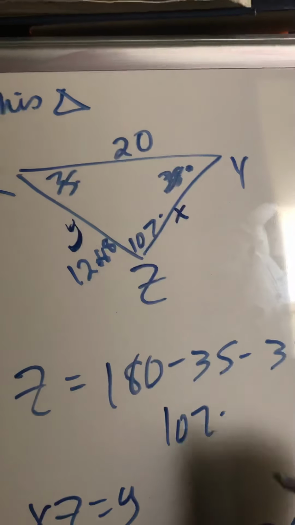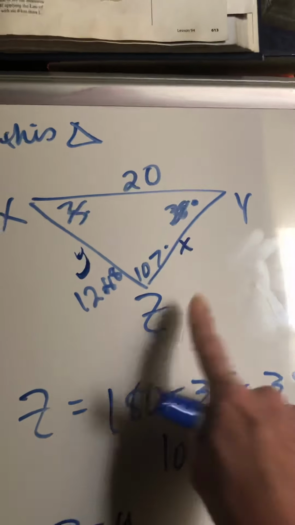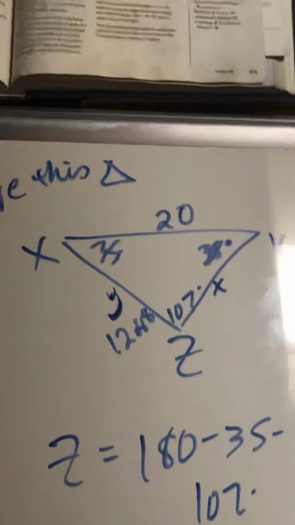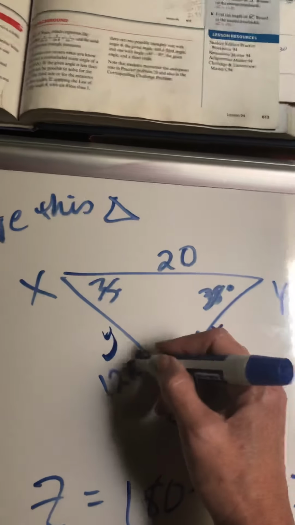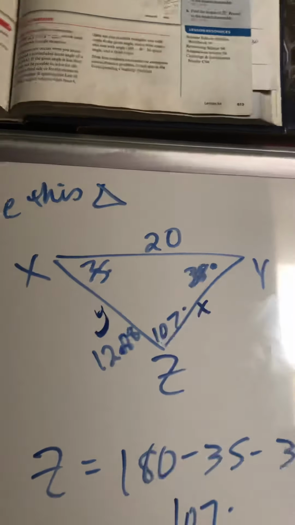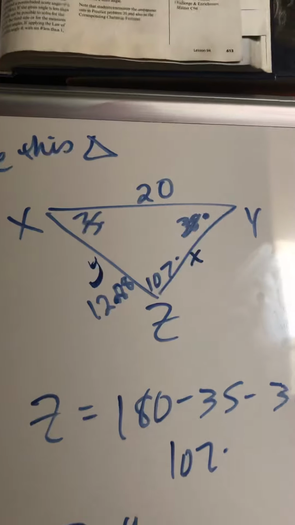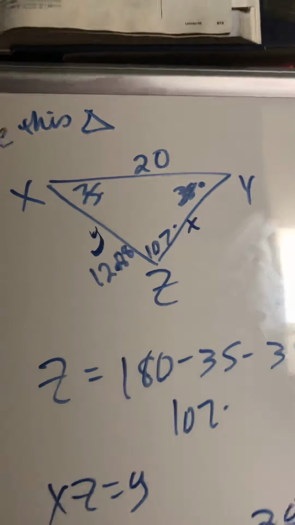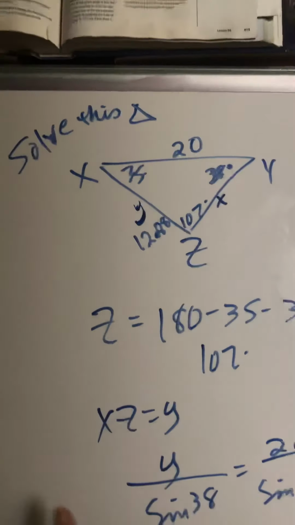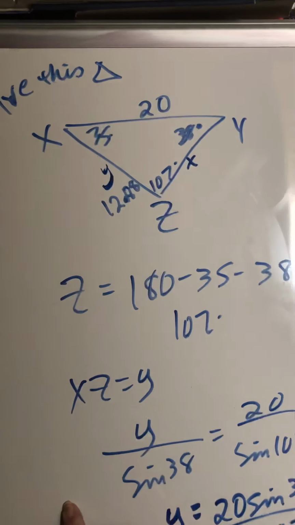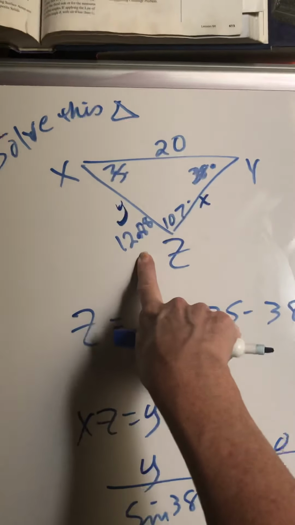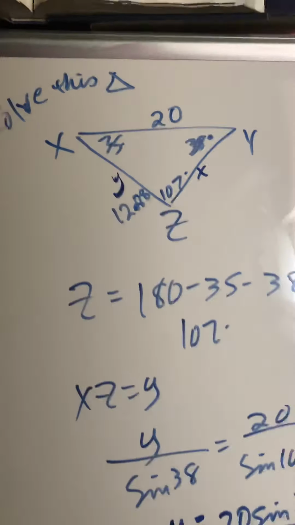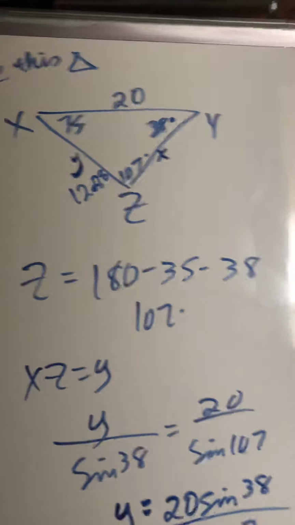Then the only other thing I have to find is side ZY. Again, this was Y, but it was XZ, so I just put it on the triangle. If you will draw these triangles and label them, it'll make it a whole lot easier for you. In fact, I want you to draw the triangles and label them. Put the 12.88 where it belongs, and put the X that we're about to find where it belongs. That'll be a whole lot easier for you.